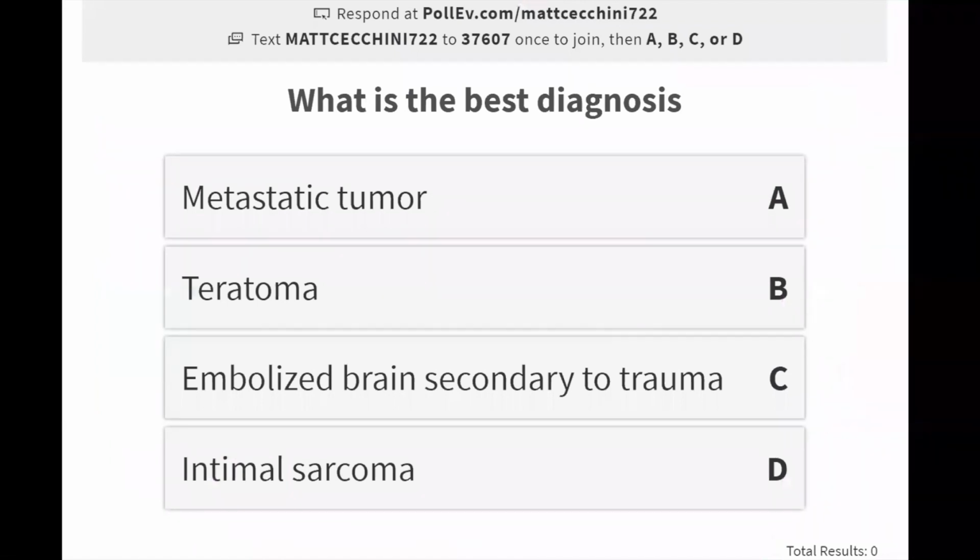Is this a metastatic tumor within these large vessels? Is it a teratoma that we're seeing? Is it embolized brain material secondary to trauma? Or is it an intimal sarcoma arising in these vessels here?